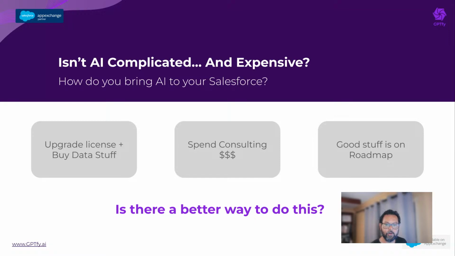All right, with that out of the way, that's all great, Saurabh, but that's the reality, right? You decide, let's go do this, and then you find that AI is super complicated. It is very expensive to put in. You may have to buy a whole lot of licenses. Everybody's going to tell you you need more data infrastructure, spend a lot of consulting dollars, and every fancy thing that people like Saurabh are showing is all good stuff. It's on the roadmap. It's not available today.